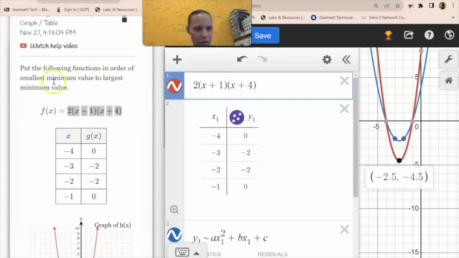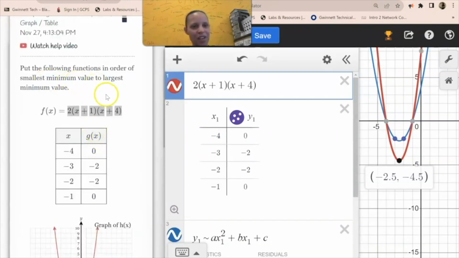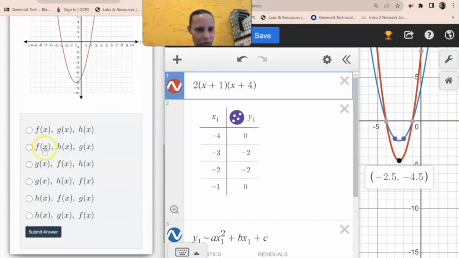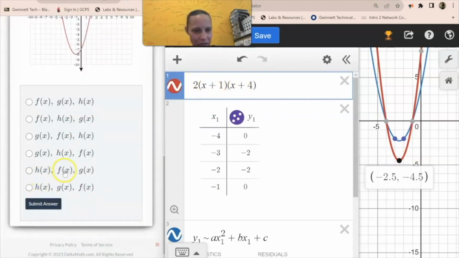So we're putting this in what? Smallest minimum value to largest. Okay, so the one that's smallest is the furthest down, right? The smallest is the furthest down. So this one is -8. What's this one? -4.5. So this one is the furthest down. So h of x should be first. So one of these two options. Next will be red. So red is this value right here. So I go back to see this value right here is f of x. So it should go h of x, f of x, then g of x.